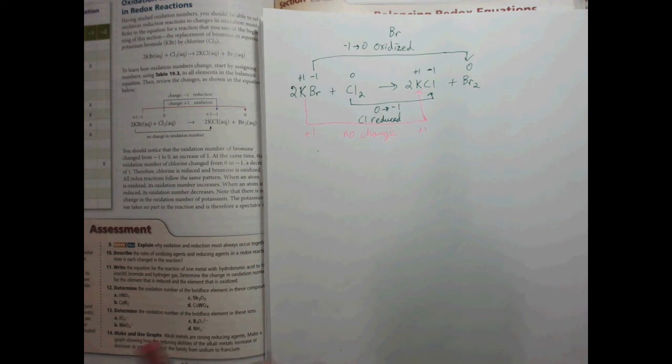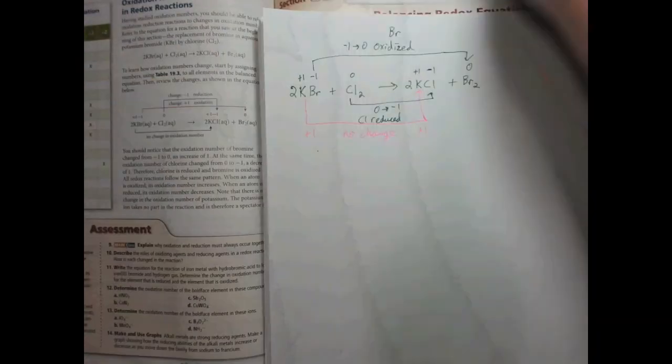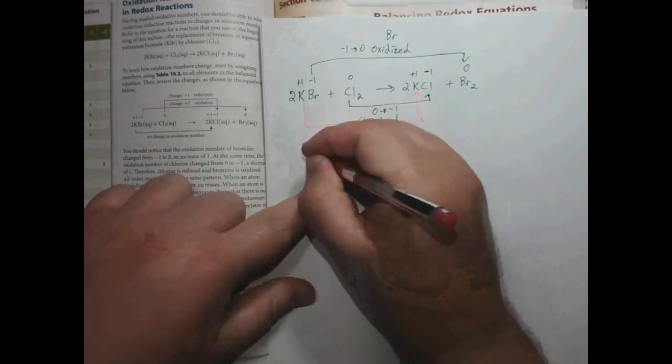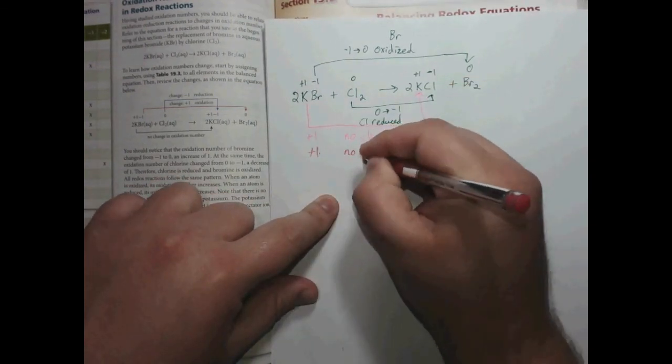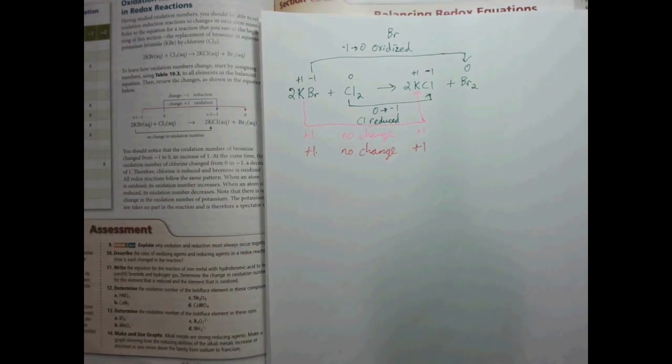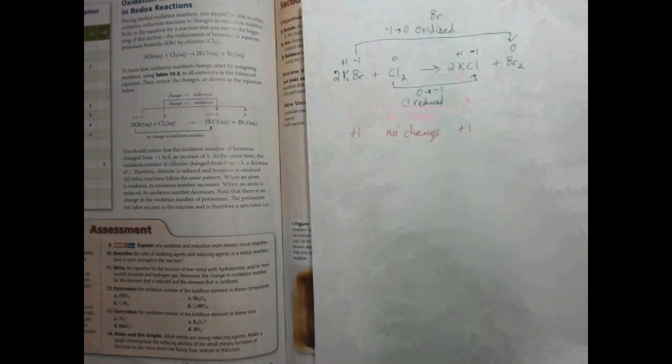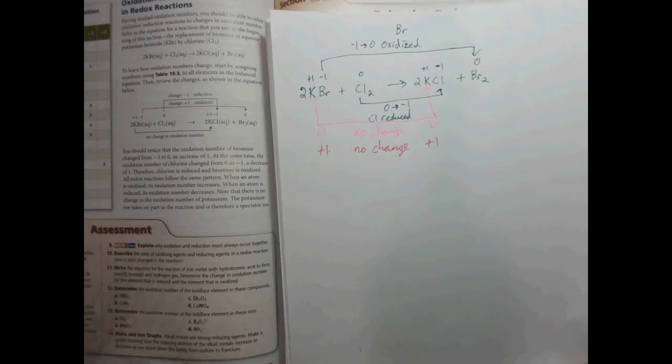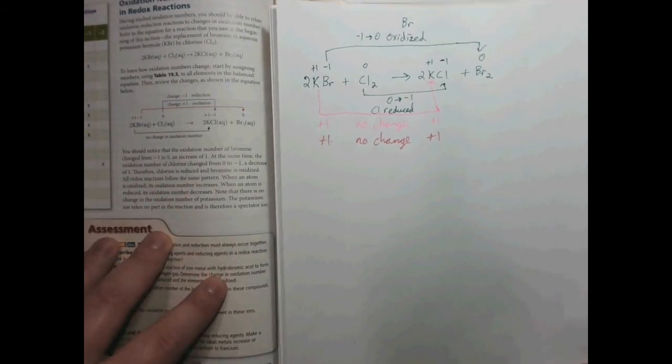Now, before or after this reaction happens, it may end up being oxidized or reduced, but we're talking about one reaction at a time. Here it wasn't. +1, no change, +1. Okay, so that is section 1 of chapter 19. Next video I will go over section 2.